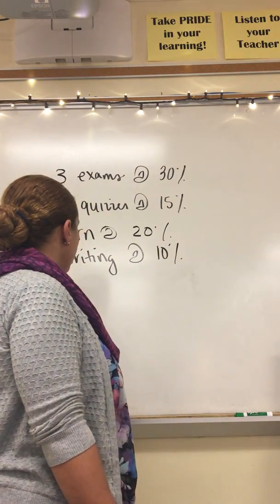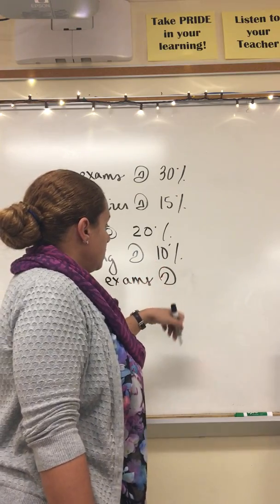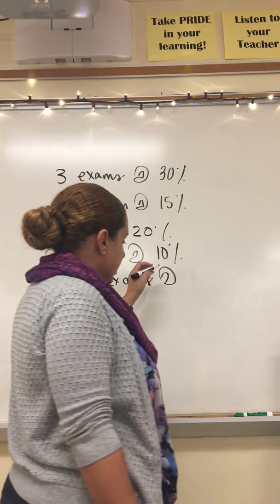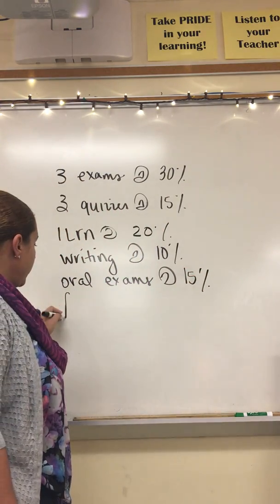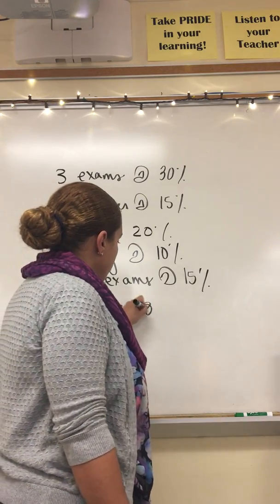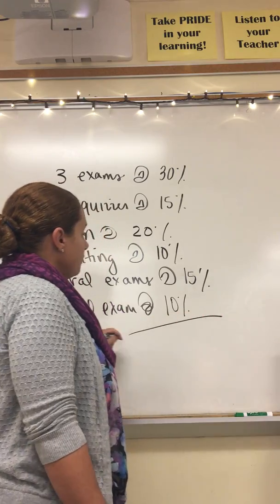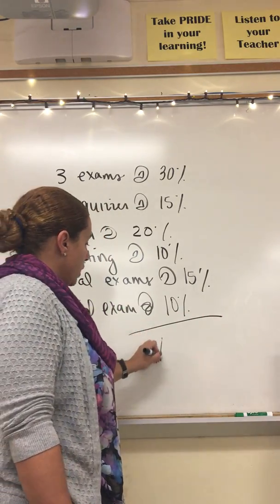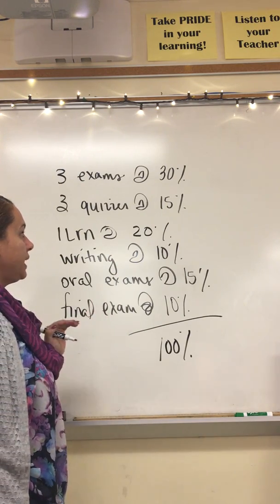We also have oral exams, your favorite. The percentage for oral exams is 15%. And then we have a final exam. The percentage for that is 10%. So all of these should equal 100%. All right, so that's the grading breakdown.